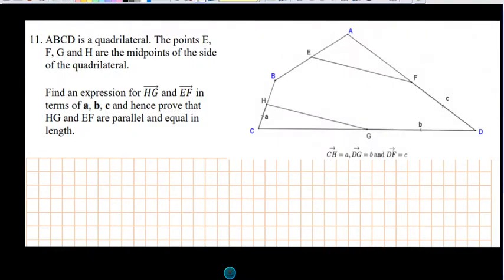Okay. So there's been much criticism and scoffing of question 11 from last year's test. So let's have a look. ABCD is a quadrilateral. Look at it. It's even in blue, although you wouldn't see that. E, F, G, and H are the midpoints of the sides. Find an expression for HG.